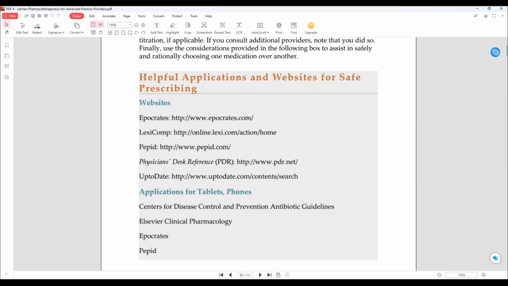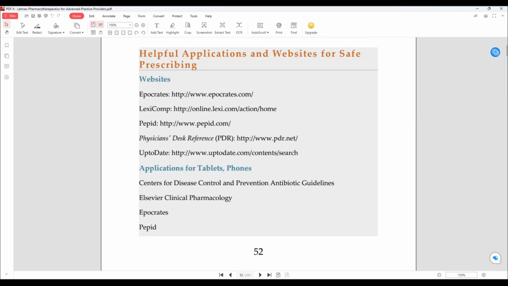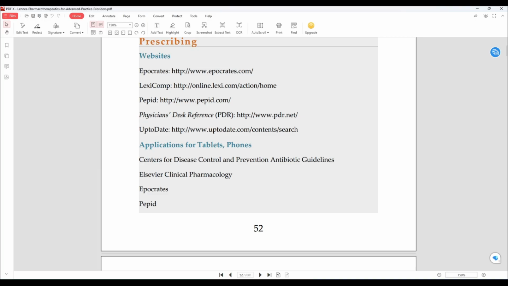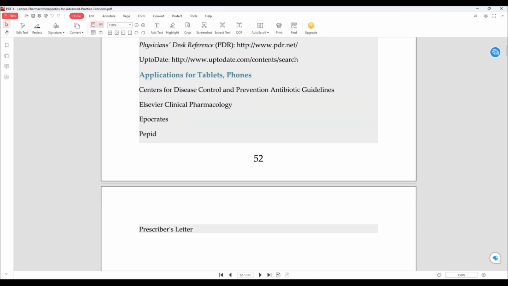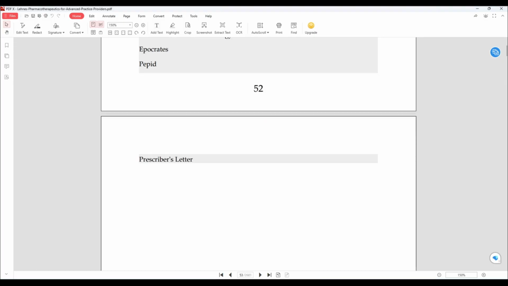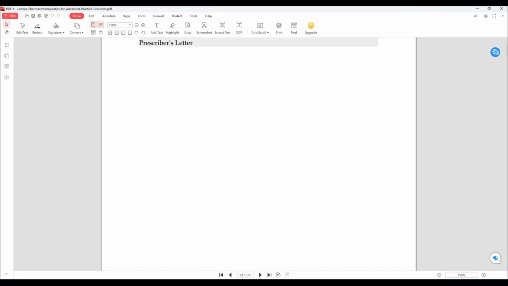So, helpful applications and websites for safe prescribing. So, there's always Epocrates, Lexicomp, Pepid, the Physician's Desk Reference, and UpToDate, as well as the Centers for Disease Control and Prevention for antibiotic guidelines, Elsevier's Clinical Pharmacology, again Epocrates, Pepid, and the Prescriber's Letter.